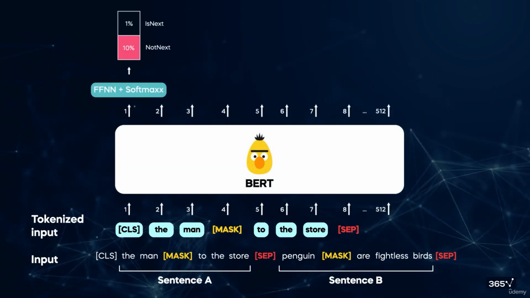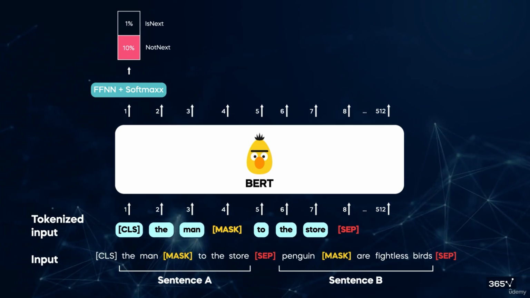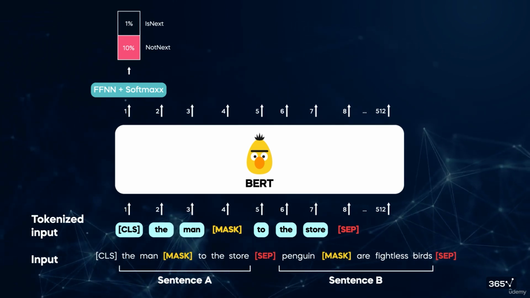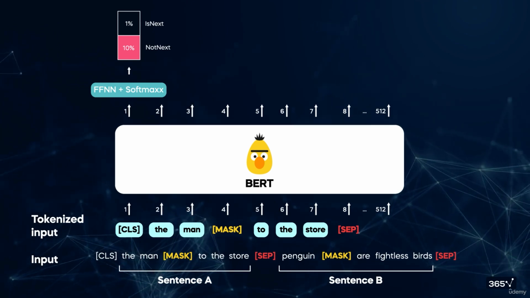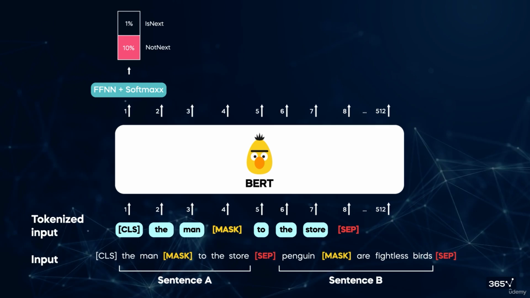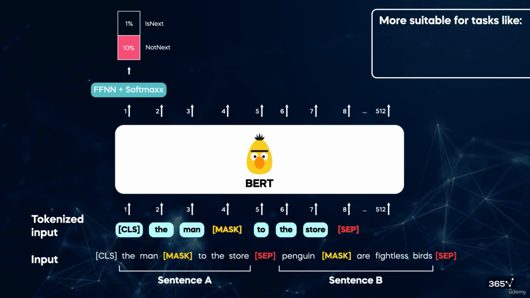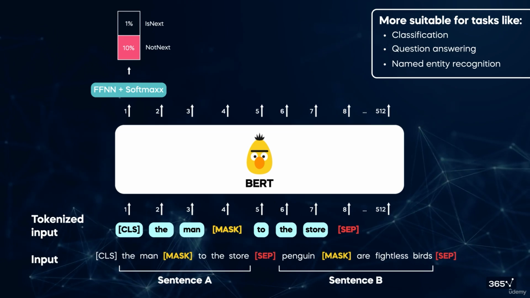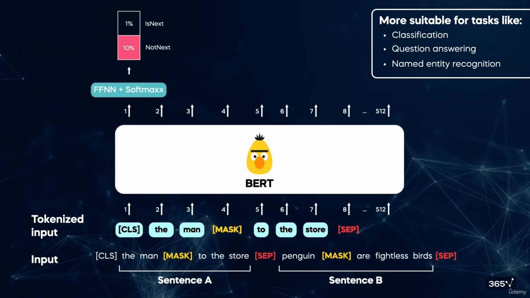These pre-training tasks do not involve generating text, so a decoder is unnecessary for the initial stage of pre-training. The lack of a decoder makes BERT more adaptable for a wide range of downstream NLP tasks such as text classification, question answering, named entity recognition, and more.